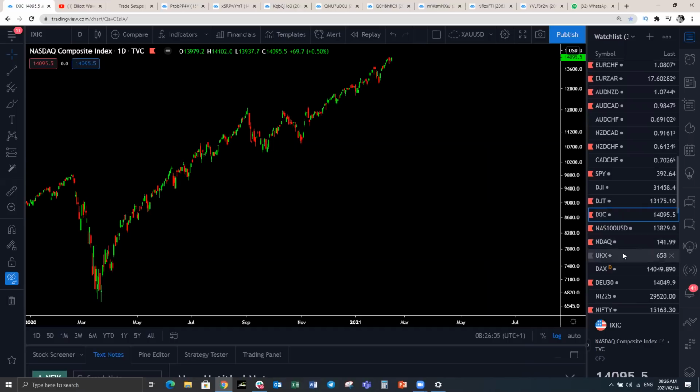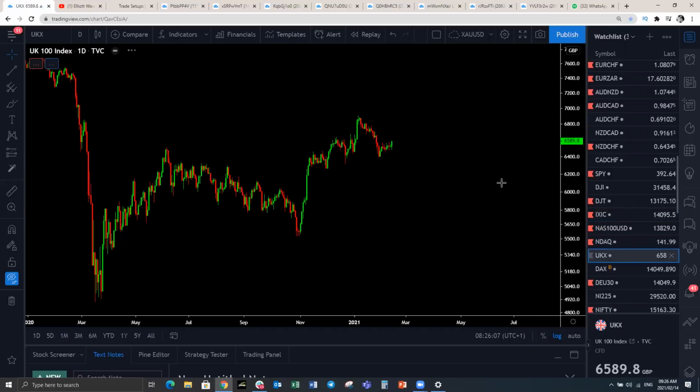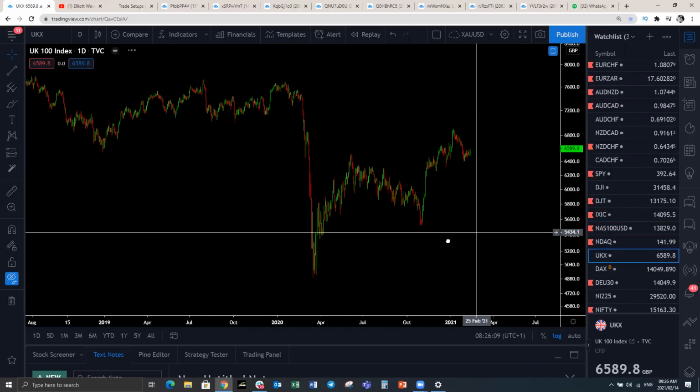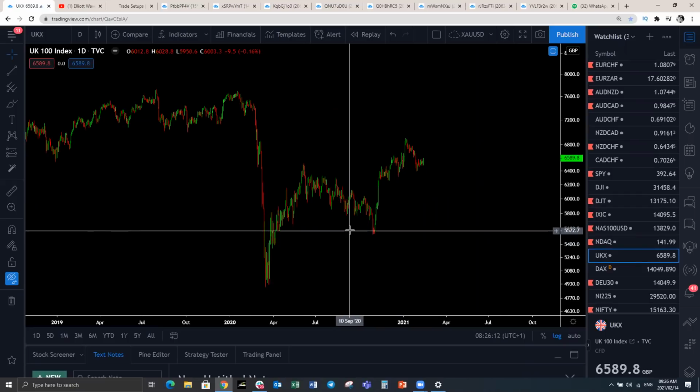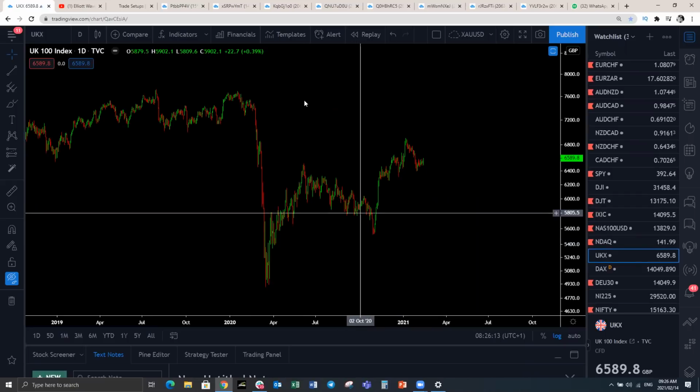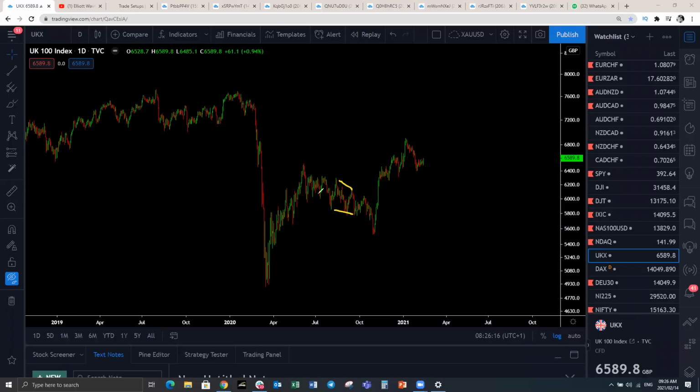Let's have a look at the UK 100. So the UK 100, go around these dates, around September, you'll see that we were forecasting this corrective structure, 3 waves down, 3 waves up, and these 3 waves to the downside. Where am I seeing those 3 waves? 1, 2, 3 waves down, 1, 2, 3 waves up, 1, 2, 3 waves down. What structure does that make? It is a double combination, a simple double combination.